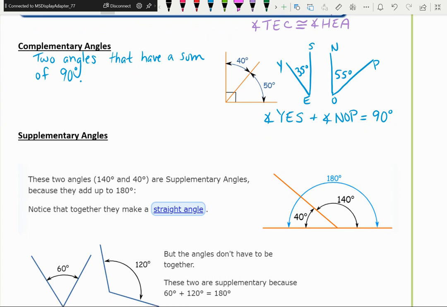All right. On the next page, you'll see the supplementary angles. Complementary are two angles that have a sum of 90. Supplementary are two angles that have a sum of 180 degrees.